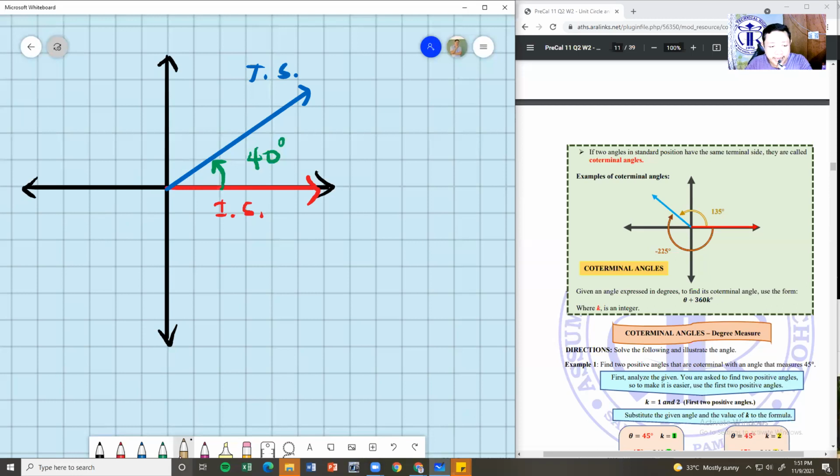Ready? Look at this one. Same initial side. One revolution. Two revolutions. And I ended there. What is the measurement of that coterminal angle? Type your answer in the chat box.